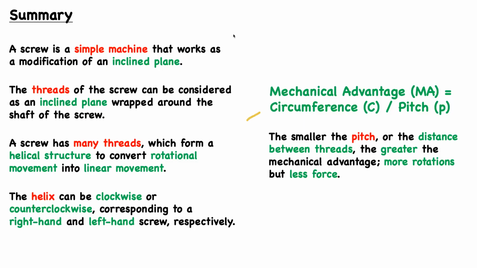Then, of course, as a simple machine, screws provide mechanical advantage, which for screws is equal to the circumference, and remember, this is the circumference of the head of the screw, divided by the pitch, or the distance between threads. And again, the smaller the pitch, or the distance between the threads, the greater the mechanical advantage. This equates to more rotations, but less force.